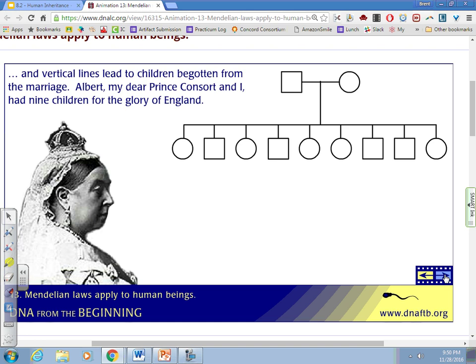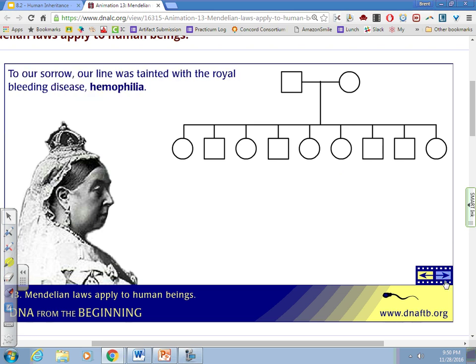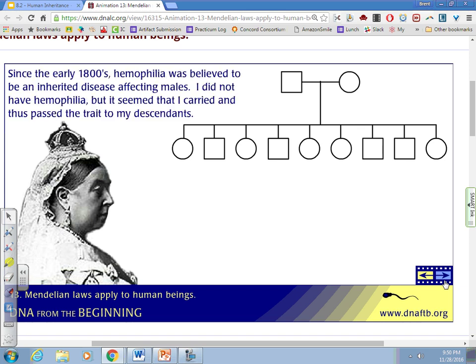Albert, my dear Prince Consort, and I, that means that's her husband, had 9 children for the glory of England. Girl, boy, girl, boy, girl, girl, boy, boy, girl. To our sorrow, our line was tainted with the royal bleeding disease, hemophilia. Since the early 1800s, hemophilia was believed to be an inherited disease affecting males. I did not have hemophilia, but it seemed that I carried and thus passed the traits to my descendants.